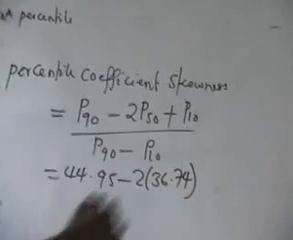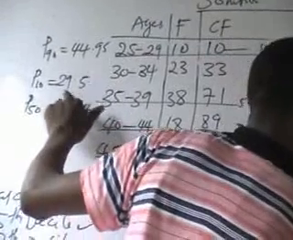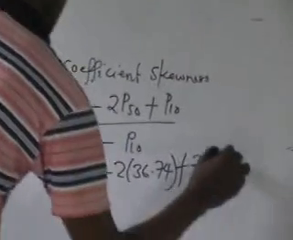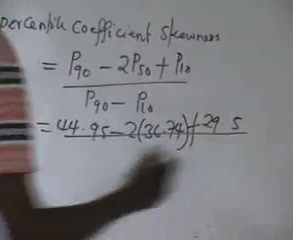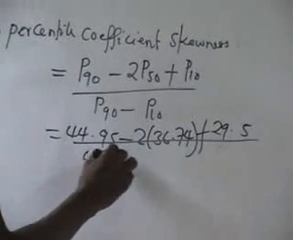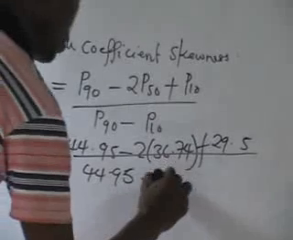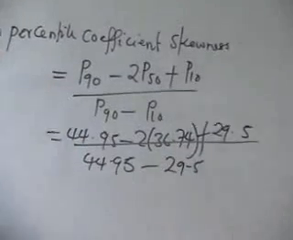36.94. 74. 36.74. Then plus what? 10 percentile, which is equal to 29.5. Then all over what? 90 percentile, which is 44.95. Then minus 10 percentile, which is equal to what? 29.5. So that's just it.